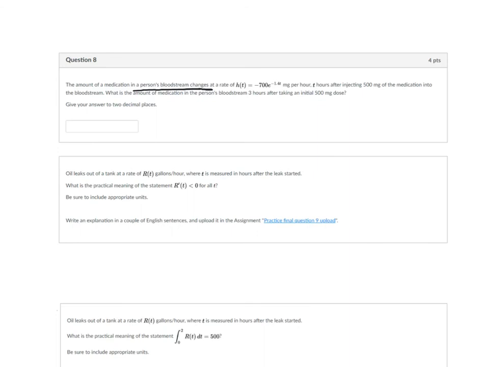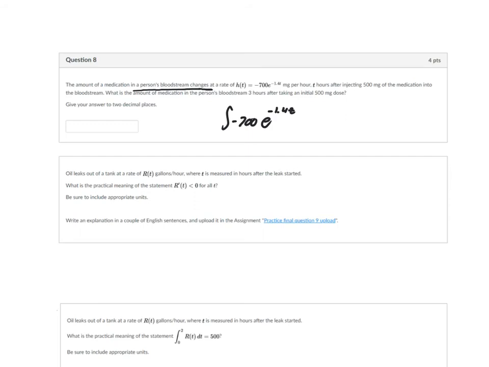So if I just wanted to know how much it was changing after 3 hours, I would just plug in 3 for t. But that's not what we're doing. We want to know how much is in the person's bloodstream 3 hours after taking the dose, right? And so if it's a rate of change function and we want to go down a level of degree, we can just integrate. So we're going to take the integral of -700 e to the -1.4 t. We'll find what that equation is, and then we'll plug in 3 hours to figure out how much medication is in the person's bloodstream after 3 hours, right?